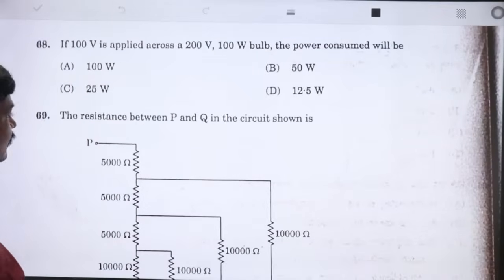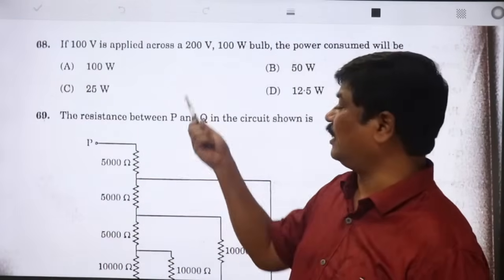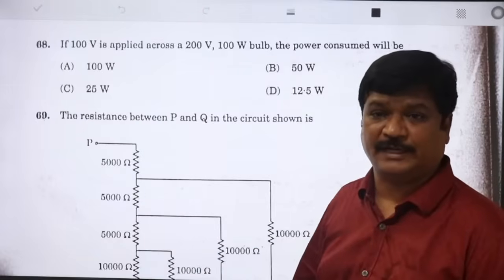Yeah, see, somebody has told, sir, basic electricity questions are not there. This is the question from basic electricity only, no?